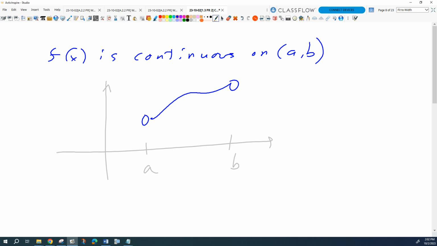So would this one work also? Different color, I said. Sure, right? Because the red interval contains the endpoints and the open interval in between. So this function is also continuous on the open interval, right? See what I'm saying? Okay.